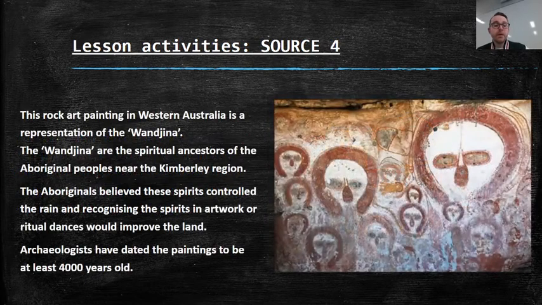Source 4. This rock art painting in Western Australia is a representation of the Wandjina. I'm going to mispronounce every word, I apologise. The Wandjina are the spiritual ancestors of the Aboriginal people near the Kimberley region, which is in Western Australia. The Aboriginals believe these spirits controlled the rain, and that recognizing the spirits in artwork or through ritual dances would improve the land. They get more rain, more food, happy. Archaeologists have dated the paintings to be at least 4,000 years old.